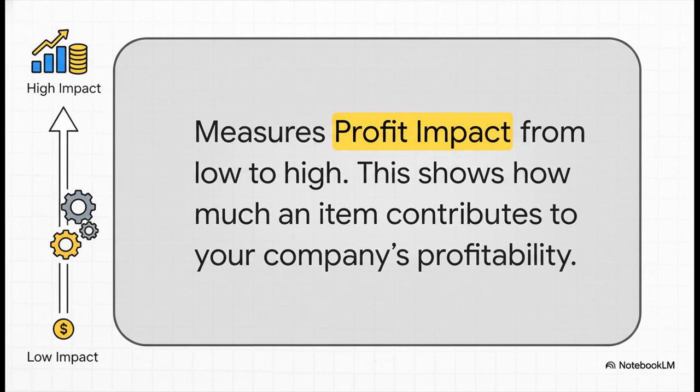Okay, first step, we've got the vertical axis. This one is all about profit impact, ranging from low to high. Just think of it as, how much does this thing really matter to our bottom line? For a car company, an engine, well, that has a super high profit impact, right? But the paper towels for the break room, not so much. It's all about separating the truly critical stuff from the less critical stuff.